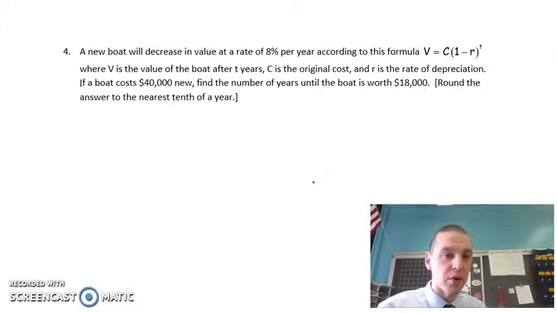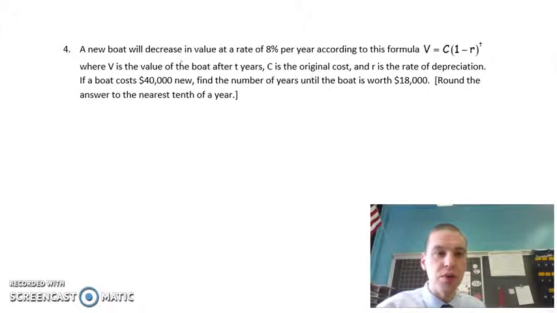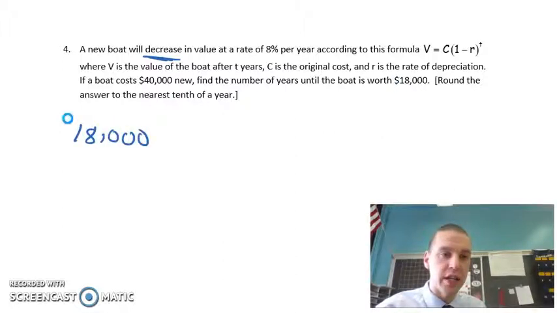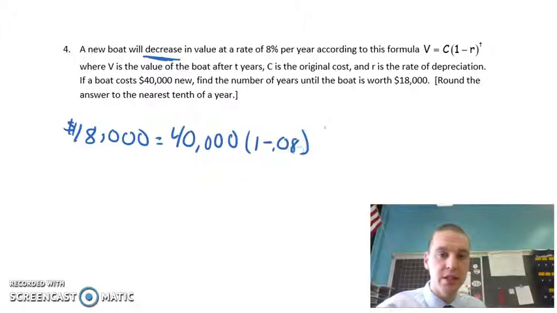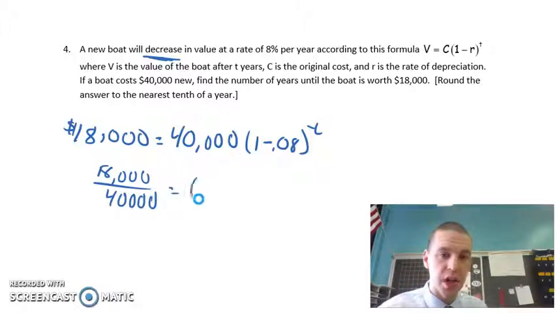Let's go right to number 4. A new boat will decrease. Keyword there, decrease. And so we're decreasing at a rate of 8%. We know it costs $40,000 new. We're wanting to know the number of years it will take to get to $18,000. So $18,000 equals $40,000 times 1 minus 0.08 raised to the t. We're going to divide by the 40,000. So we get 18,000 over 40,000 equals, I'm going to reduce that, 0.92 to the t.